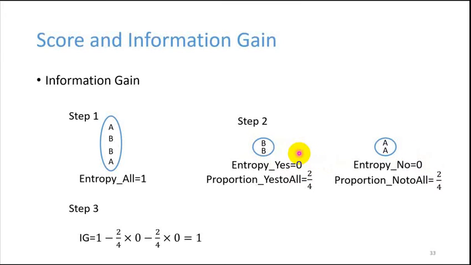And since half of the data records fall into the yes branch, we have half as the proportion of this side, and since half of the data is in the no branch, we have half as the proportion for the no branch. So we deduct the entropies of the labels of these branches, with respect to their proportion, from the entropy of all the classes, and finally we come up with the score, here the information gain.